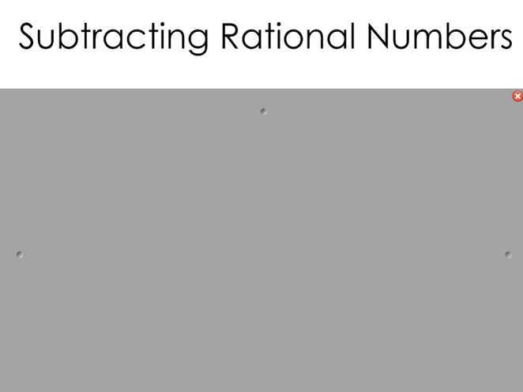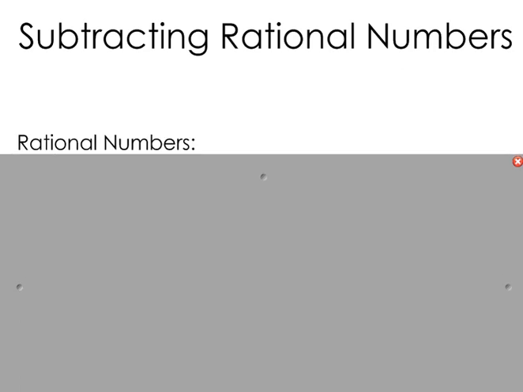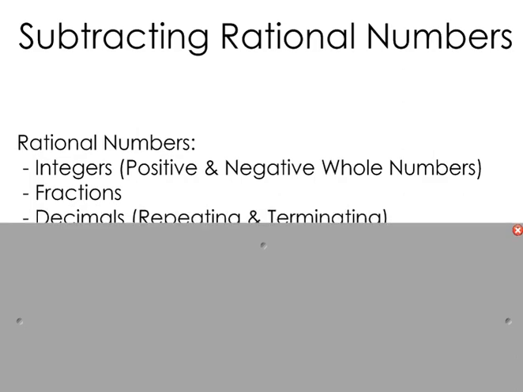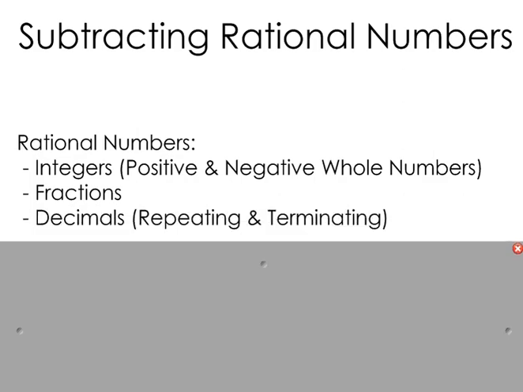These are video notes on subtracting rational numbers. Before we begin, let's do a quick review of what a rational number is. A rational number is any number that can be written as a fraction, and that will include integers, all fractions, and any decimal that is either repeating or terminating. So all of those count as rational numbers, and that's what we're going to look at how to subtract today.